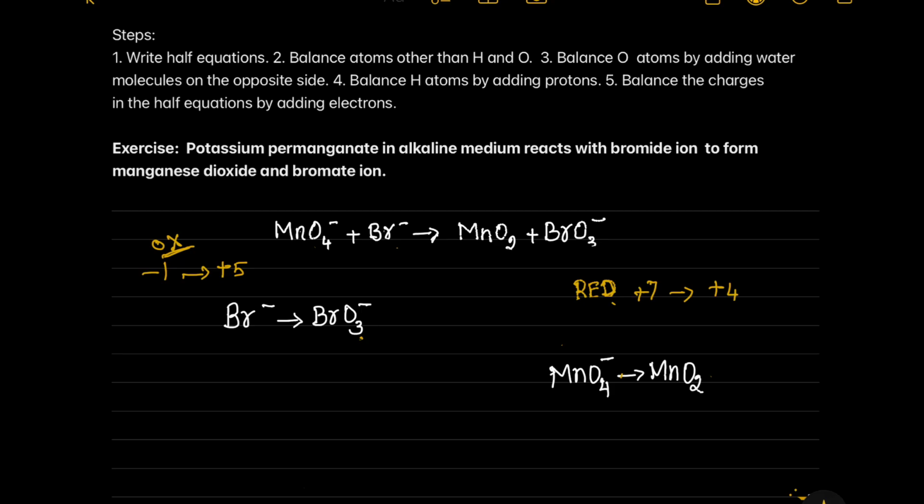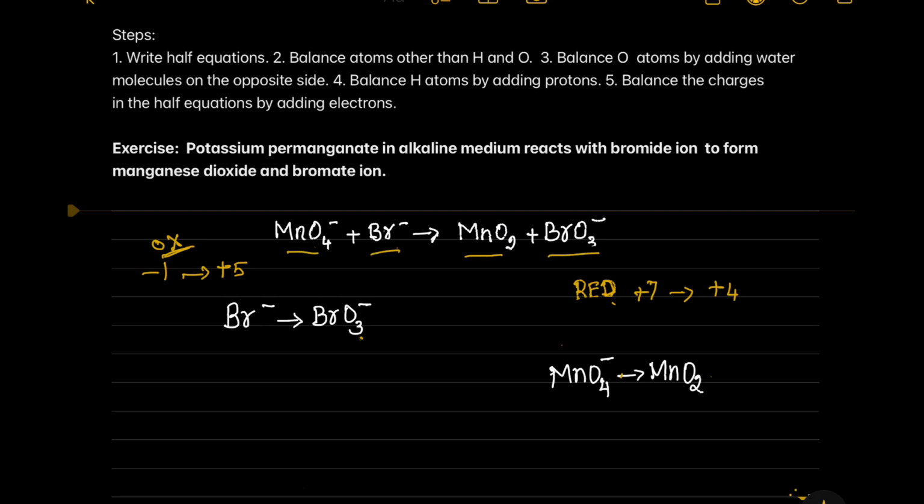Potassium permanganate, that is MnO4 minus ion, in alkaline medium reacts with bromide ion Br minus to form manganese dioxide MnO2 and bromate ion BrO3 minus ion. The unbalanced ionic equation is given here.